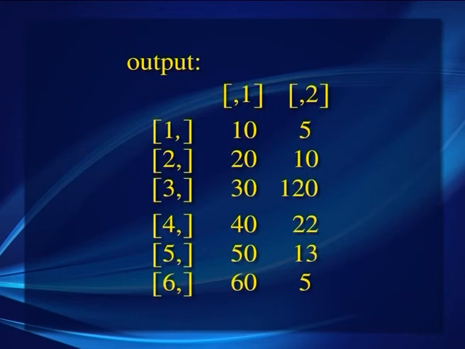Output: first column 1, 2, 3, 4, 5, 6. Second column 1, 10, 20, 30, 40, 50, 60. Third column 2, 5, 10, 120, 22, 13, 5.